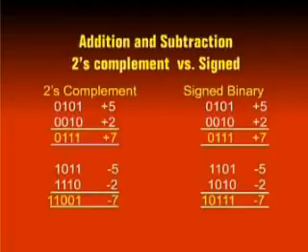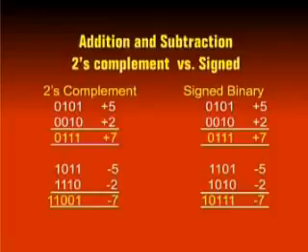Now, in the signed binary representation, plus 5 is 0, 1, 0, 1. The most significant bit is 0, which represents the sign, and the least 3 significant bits represent the magnitude, the number 5. Similarly, plus 2 is represented in its signed magnitude form. The result is plus 7. In terms of binary, it's 0, 1, 1, 1. The most significant bit, which is a 0, represents the positive sign, and the least significant 3 bits are all 1s, which represent the magnitude 7.